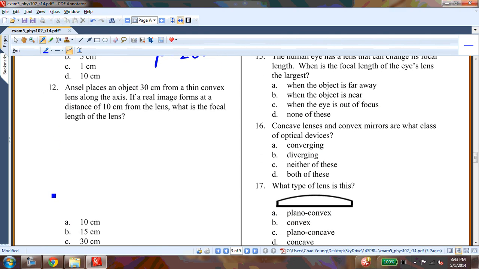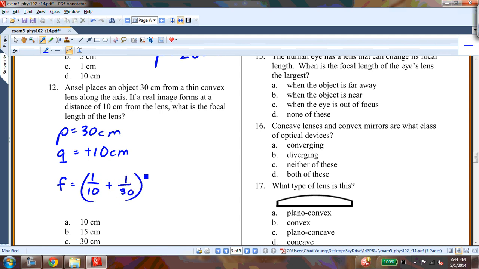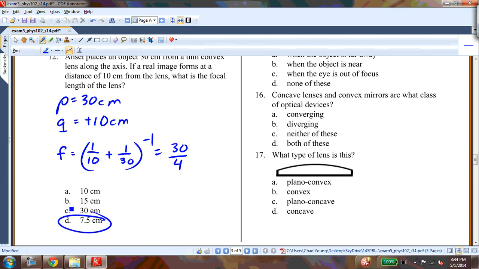Okay, so Ansel places an object 30 centimeters from a thin convex lens along an axis. Real image forms at a distance of 10 centimeters. What is the focal length of the lens? So my P is 30 centimeters. I have a Q equal to positive 10 centimeters. It's positive because it's a real image. And I just want to know the focal length. So I have the focal length equals 1 over Q plus 1 over P. The inverse of that, that's 3 over 30 plus 1 over 30, that's 4 over 30, or 30 divided by 4, and that's 7.5, of course.